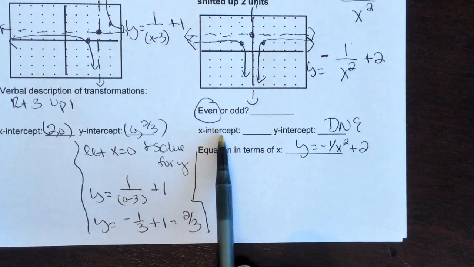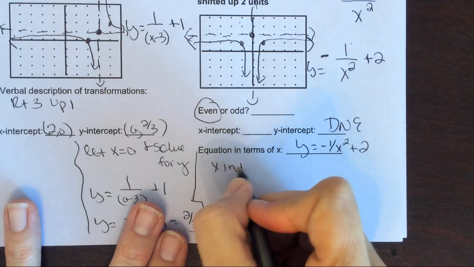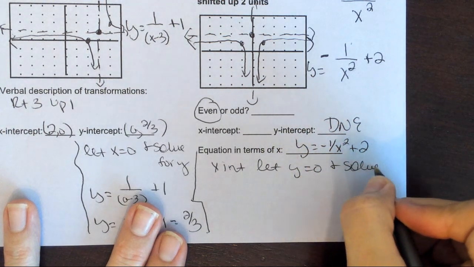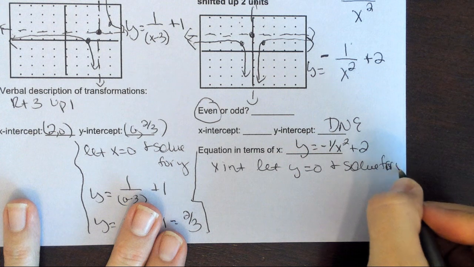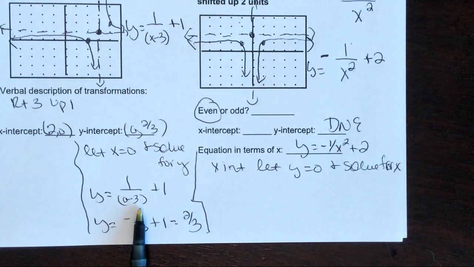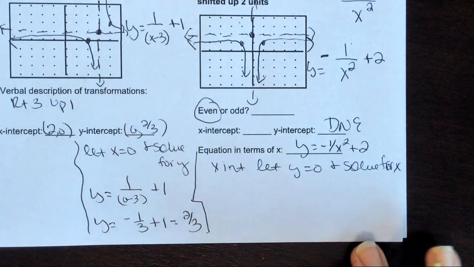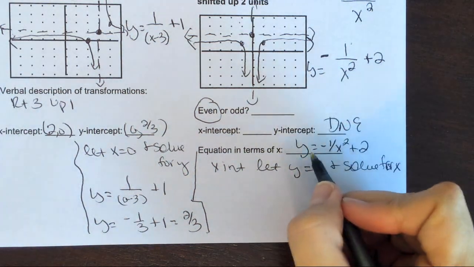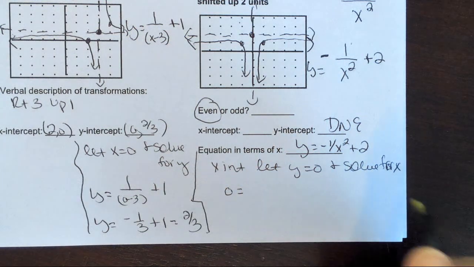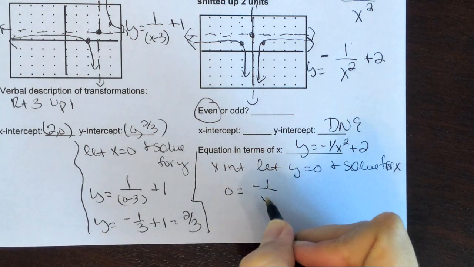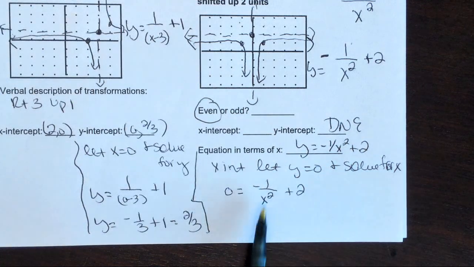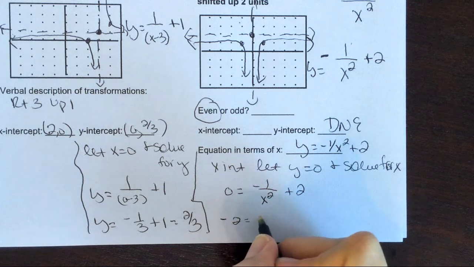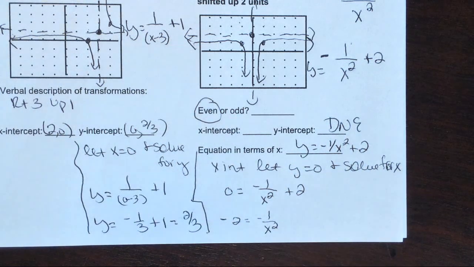And when you're looking for an x-intercept, I'm going to do my work down here at the bottom, you let y equal 0 and solve for x. Okay, so over here we practiced solving for the y, now we're going to practice solving for the x. So I go to my equation right here and I'm going to let y equal 0. So we're going to write 0 equals negative 1 over x squared plus 2. And I'm going to go solve for x. So the first thing I'm going to do is I'm going to minus 2. So negative 2 equals negative 1 over x squared.